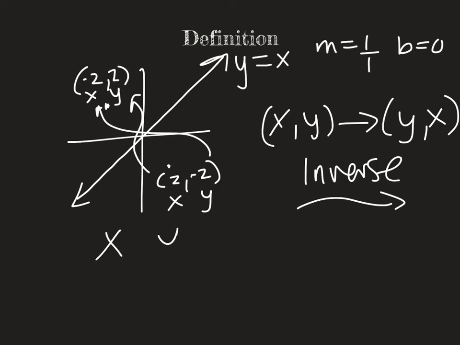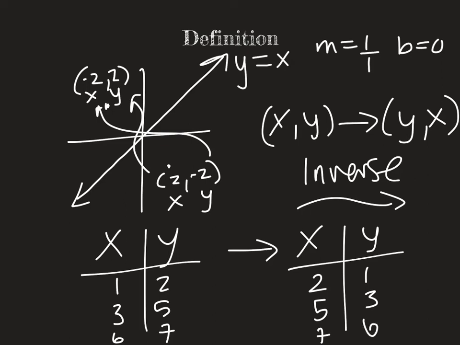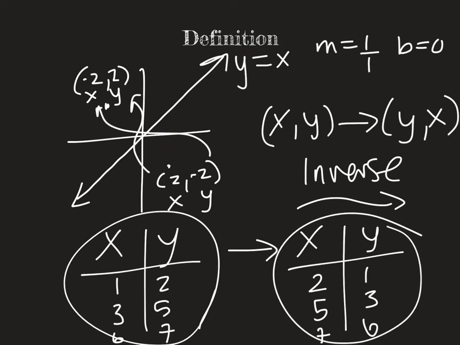So if we have a table, as an example, let's say we have (1, 2), (3, 5), (6, 7). The inverse of this table, you would want to flip them. So now, if we were to switch the x and y values, the inverse comes out as (2, 1), (5, 3), and (7, 6). If you were to actually graph these points, you would notice how these are now being flipped over this line that we spoke about, the y equals x line.